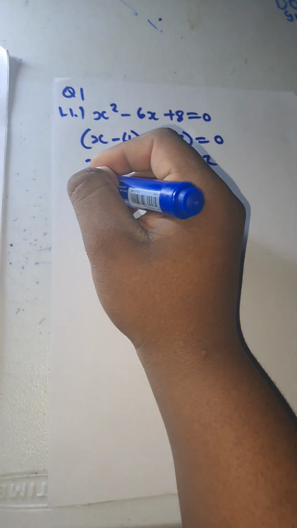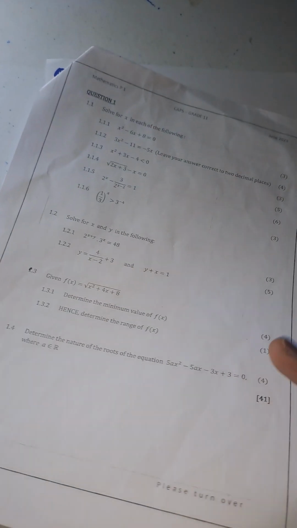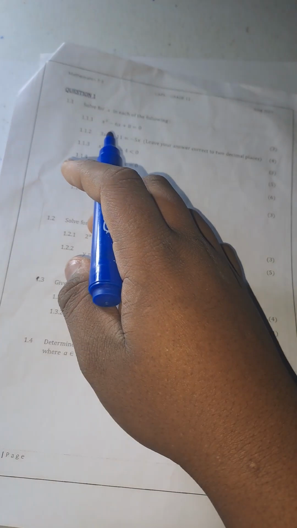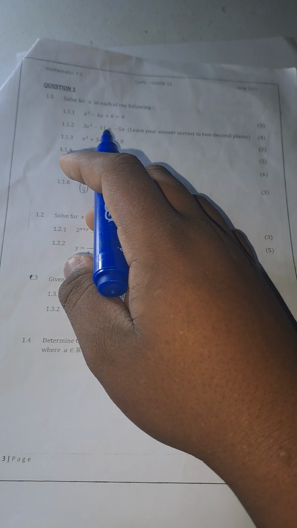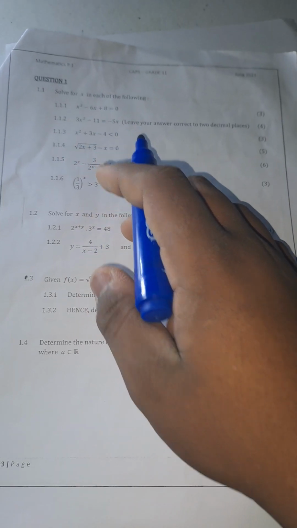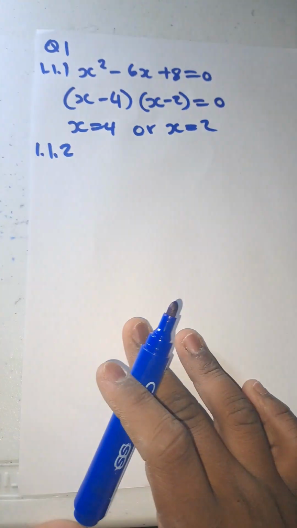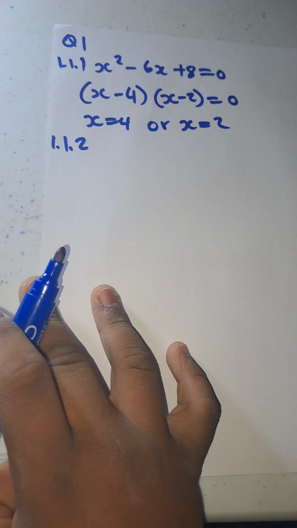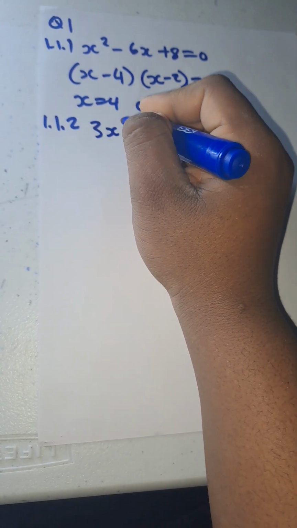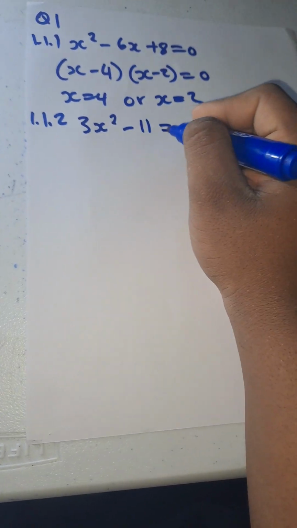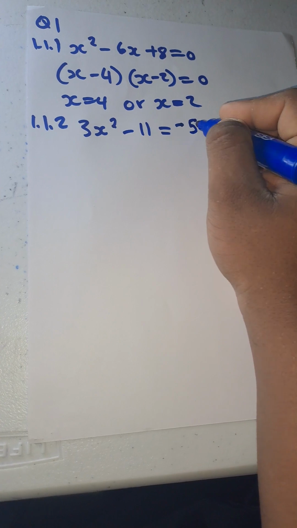Then I'm done. 1.1.2. What is it saying? 3x squared minus 11 equals minus 5x. And then they are saying leave your answer in 2 decimal places. So now we are forced to use the quadratic formula, because it is decimals.